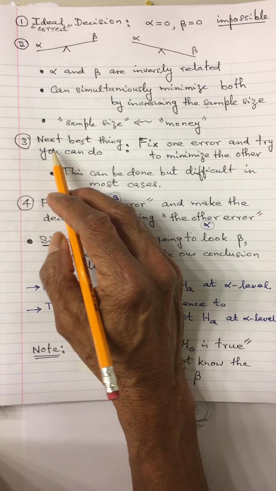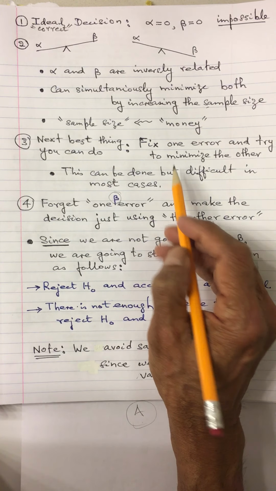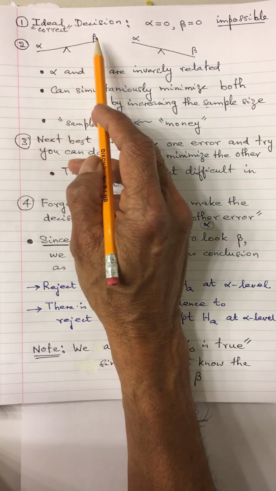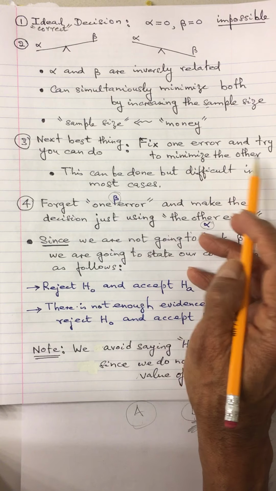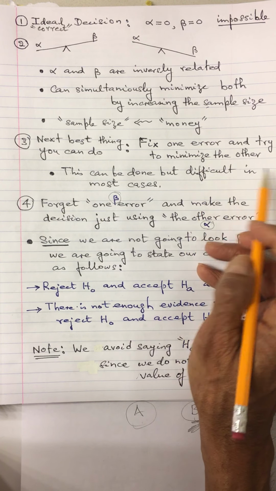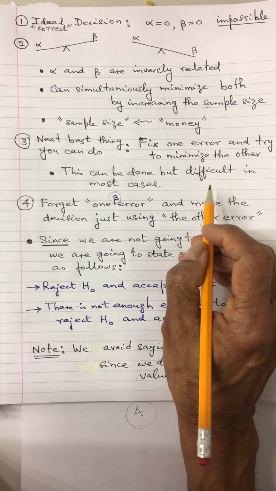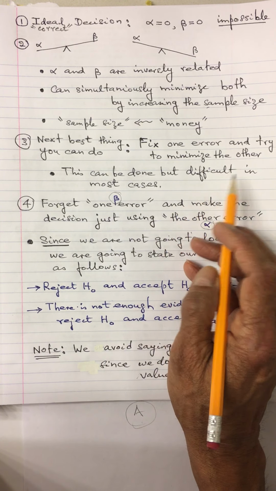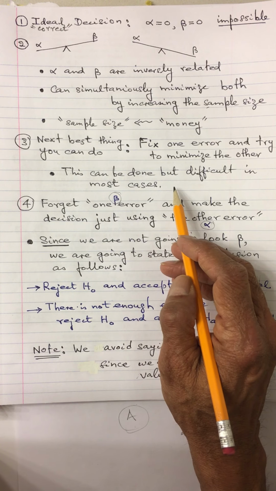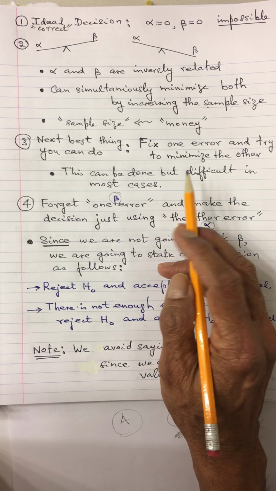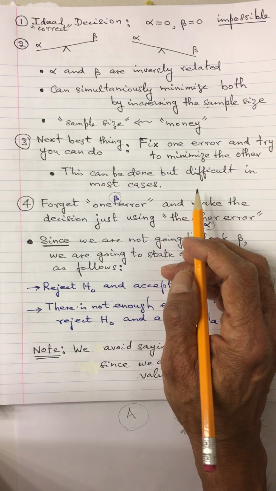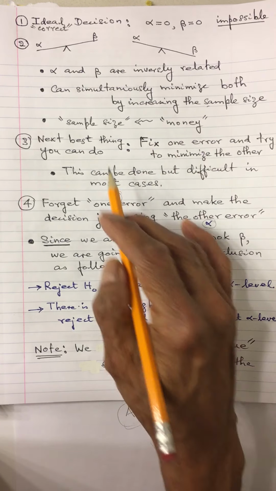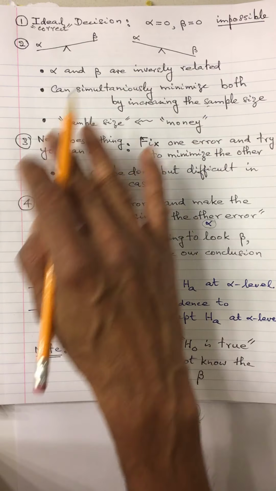So the next best thing you can do is to fix one error. Either fix alpha or beta, and try to minimize the other error. This can be done, but it is kind of difficult in most cases. Try to fix one error and try to minimize the other. We are not going to look at it that way either in this class.